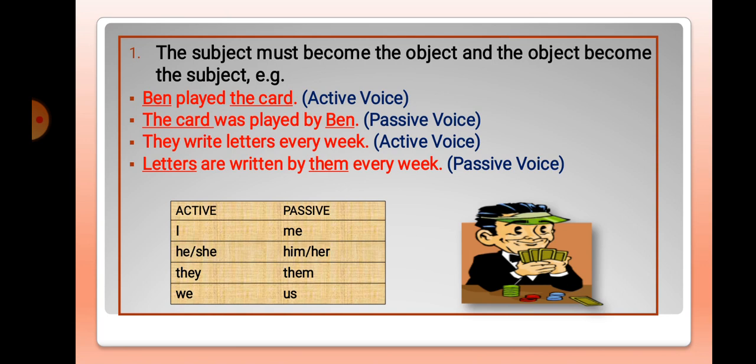Pronouns such as I in the active we change to me in the passive. He or she in the active we change to him or her in the passive. They in the active we change to them in the passive. We in the active we change to us in the passive.